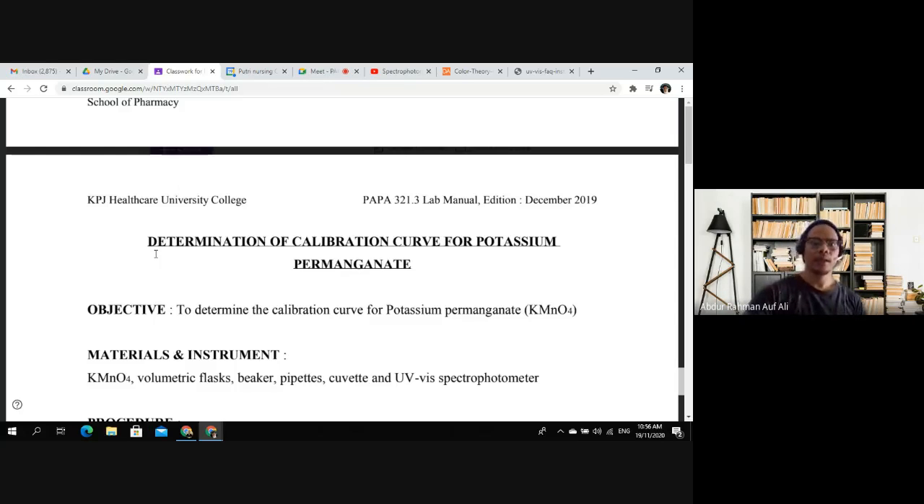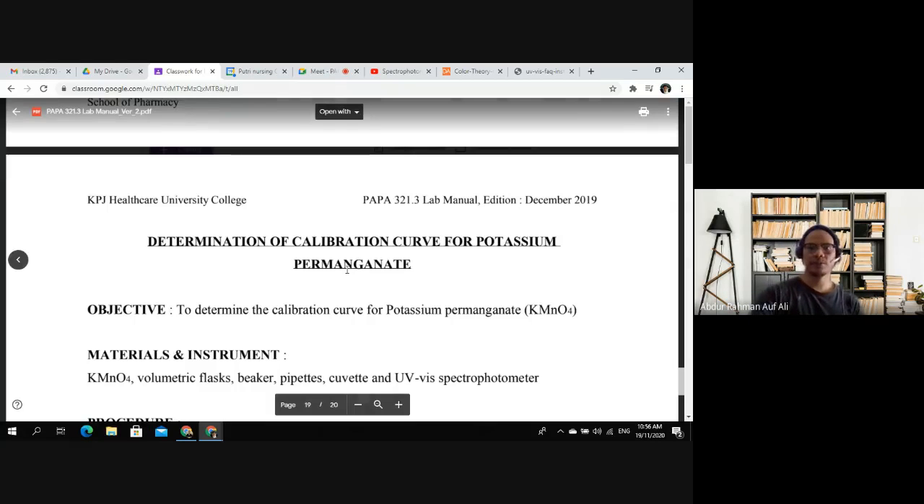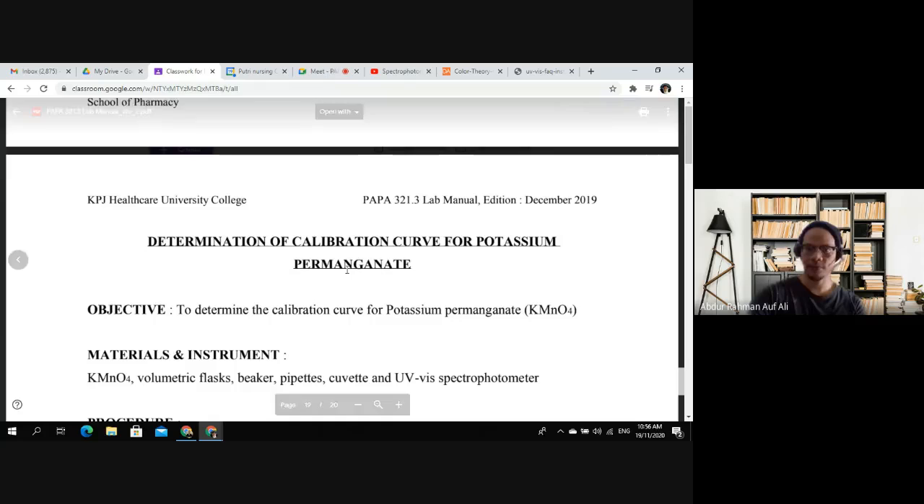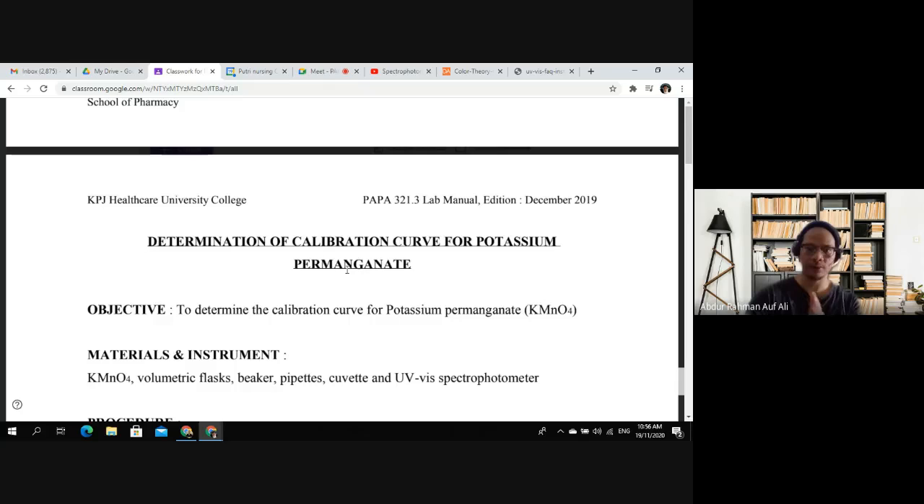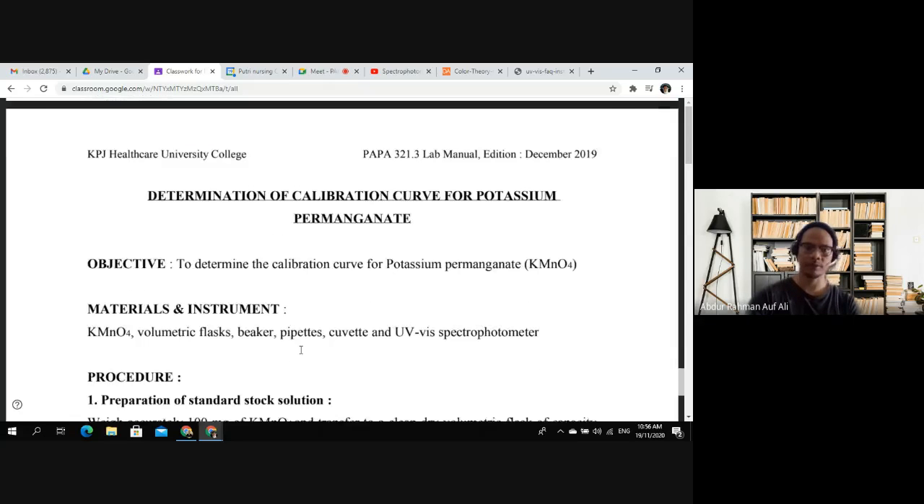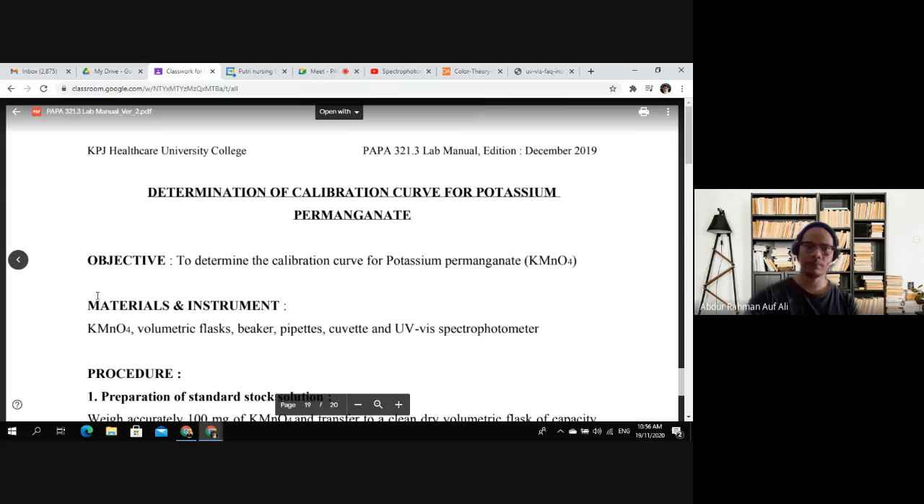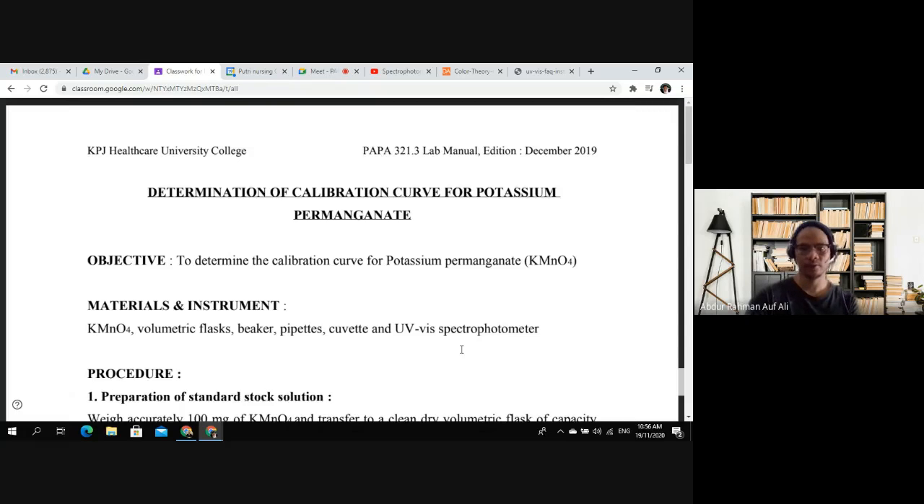Determination of the calibration curve, which we did earlier in our first video using the smartphone. In the video we just watched, we prepared different concentrations of solution, then measured the absorption. The materials and instruments required are pretty much the same as before. We need potassium permanganate, volumetric flask, beaker, pipette, cuvette, and UV-Vis spectrophotometer.